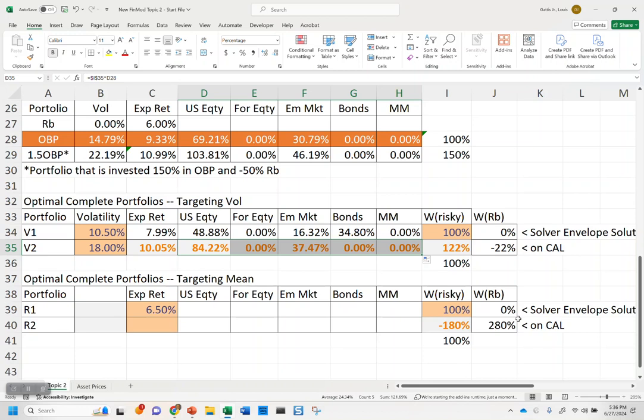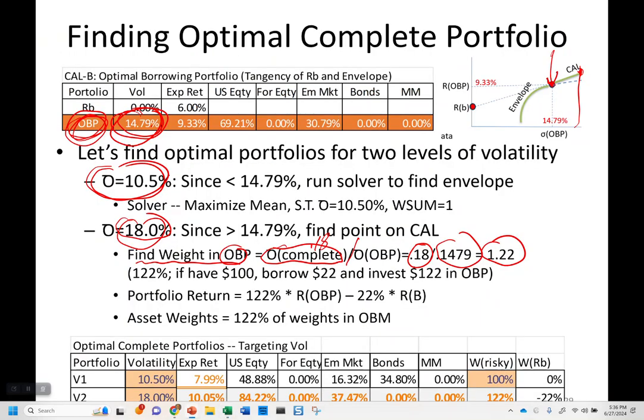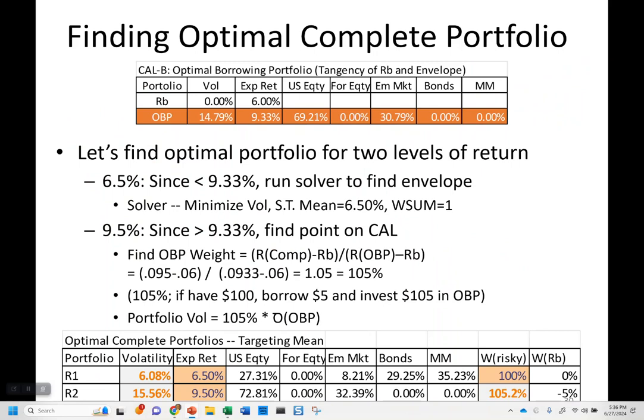Okay, so that's it. That's how you determine an optimal vol portfolio when you're targeting greater than the optimal borrowing vol. Now we're going to look at a very similar problem, and that is, what if I don't have an overall vol target? I have a mean return target. In other words, I want to build the best 6.5% mean return portfolio, or I want to build the best 9.5% mean portfolio. Remember, the optimal borrowing portfolio has a mean of 9.33.